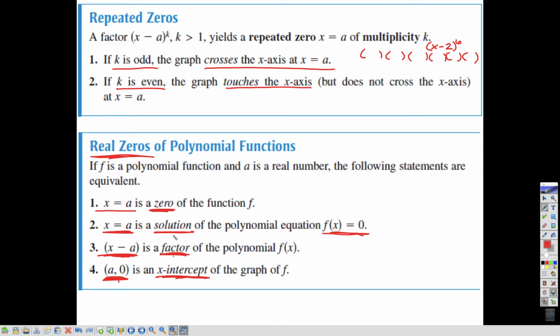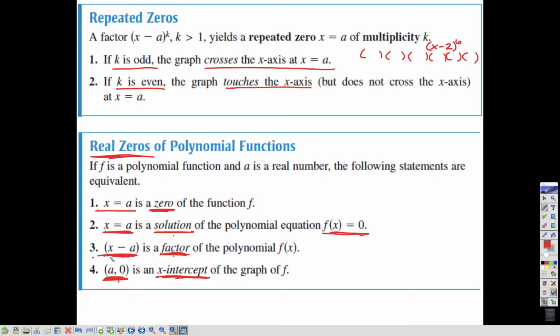They all are the same thing. I do every single one of these things the same, correct? I set it equal to 0 and I solve. Now, in order to get to a 0 or solution, I have to have what first? A factor, don't I? On a polynomial function, I have to go from a factor to a 0 or a solution.